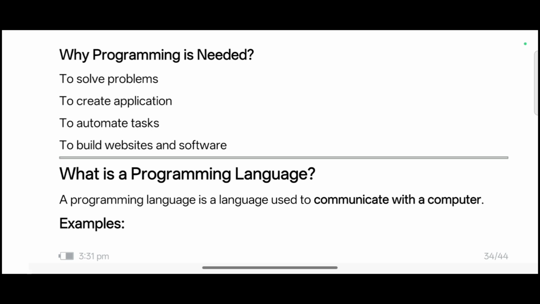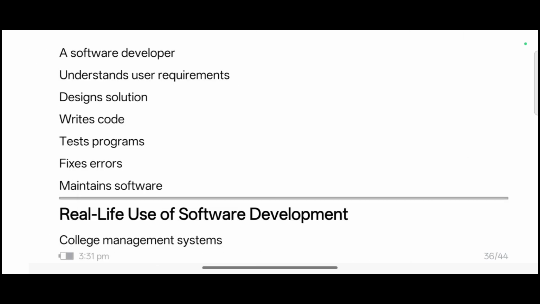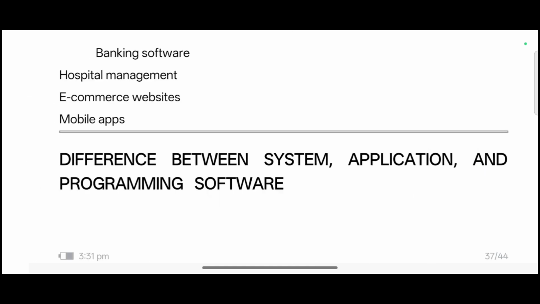What is a programming language? A programming language is a language used to communicate with the computer. Example: Python, Java, C, JavaScript. Why Python for beginners? Python is best for beginners because it is easy to read and write, has English like syntax, needs less code, and is used in web, AI, and automation. Role of a software developer: understand user requirements, design solutions, write code, test programs, fix errors, and maintain software. Real life uses of software development are college management systems, banking software, hospital management, e-commerce websites, and mobile apps.